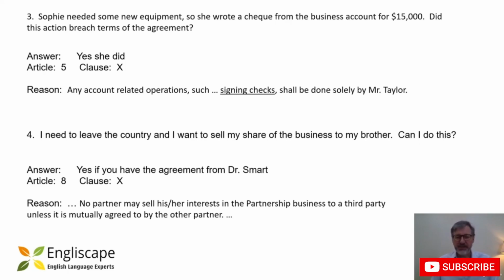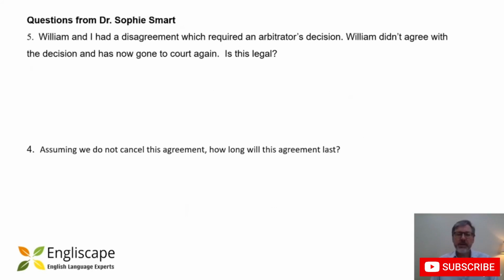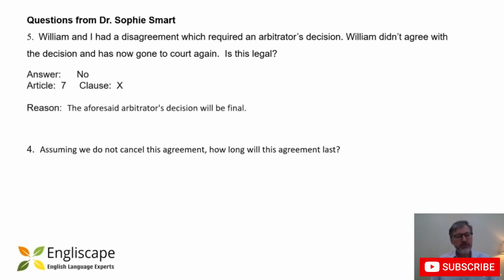Sophie Smart to agree. Now, some questions from Dr. Sophie Smart. William and I had a disagreement which required an arbitrator's decision. William didn't agree with the decision and has now gone to court again. Is this legal? No, because of Article 7. The aforesaid arbitrator's decision will be final. So the arbitrator we know is from the Victorian Small Business Commission. That arbitrator's decision is the final decision and must be obeyed by both parties.